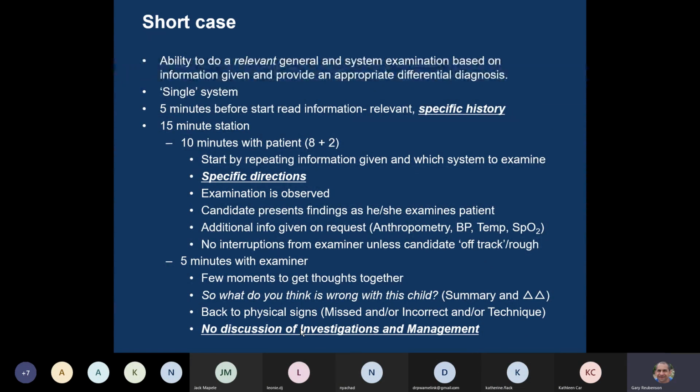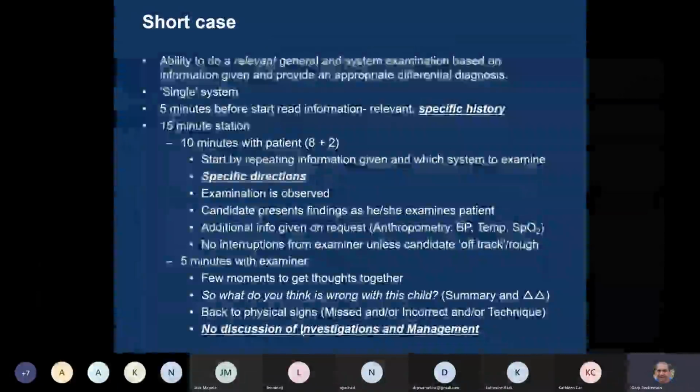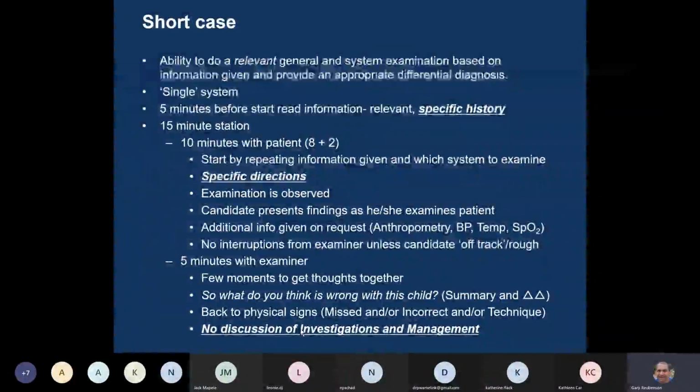So for example, it might just be cranial nerves, or it might just be a motor examination, or it might just be a cardiac examination and not include respiratory or something like that. So it very much is around a particular system. The history should give you sufficient direction to be able to choose that system. And the structure is largely the same as it was for the long case.